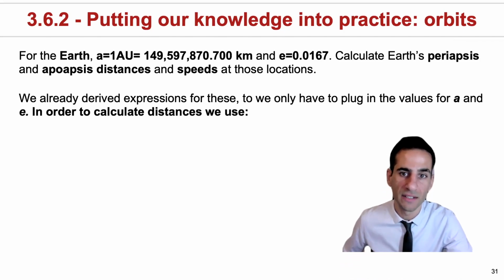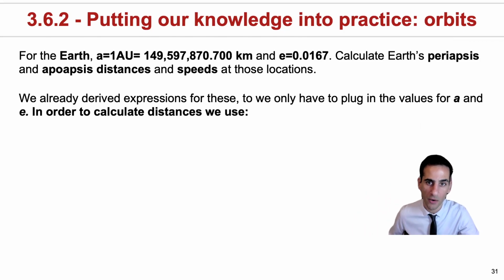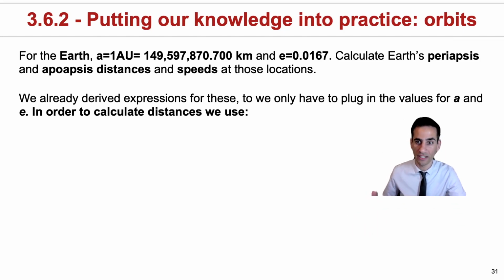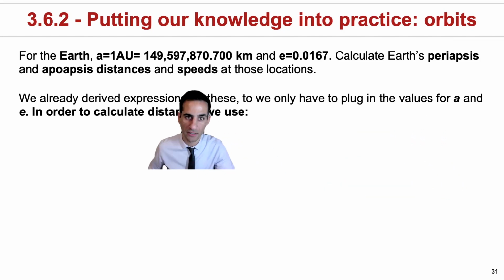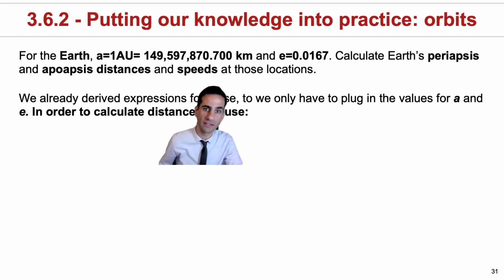In this case, this is a very simple example of how we can use our newly gained knowledge of special points to calculate the distance, for example, from the sun, and also to calculate the speeds at those locations. So we can start by doing this with the Earth's orbit. So the Earth is 1 AU away from the sun on average. We can actually convert that into kilometers like this.